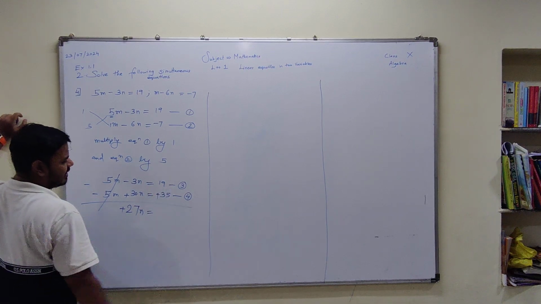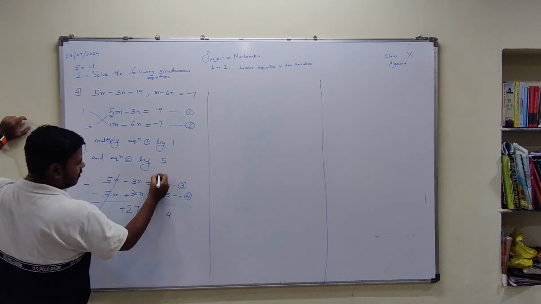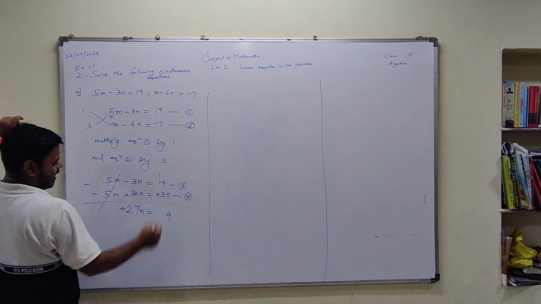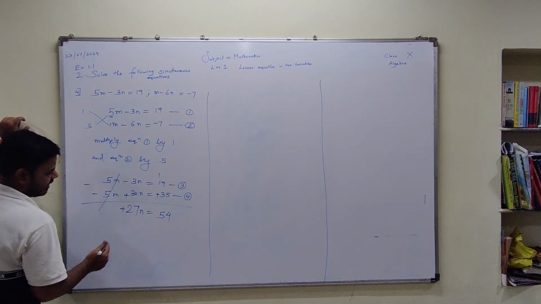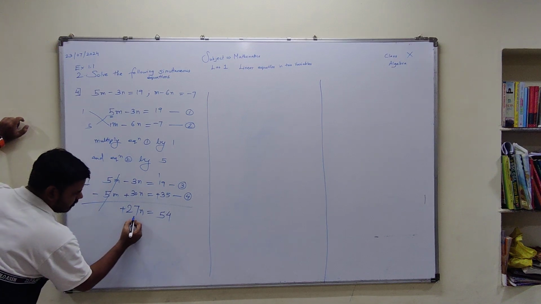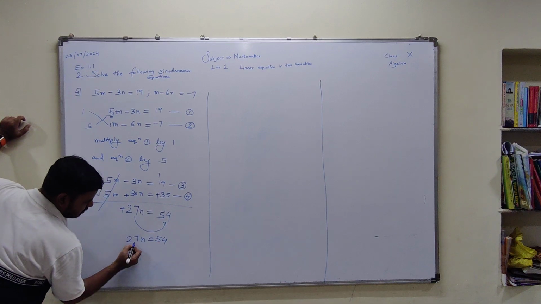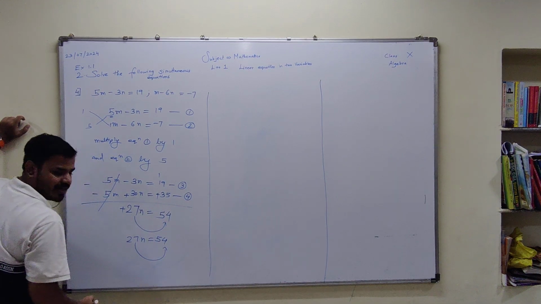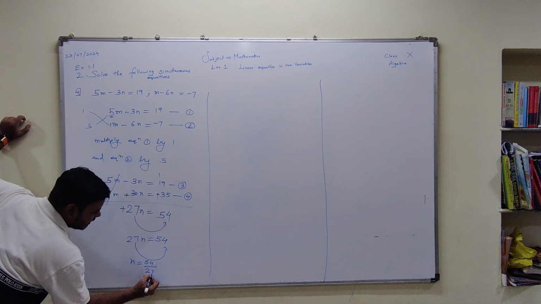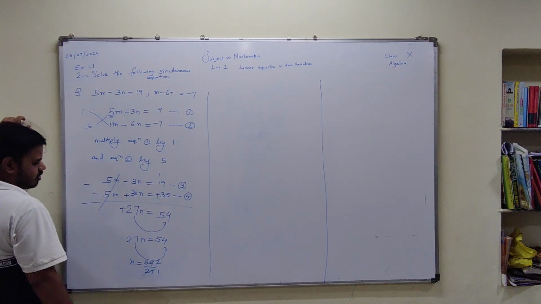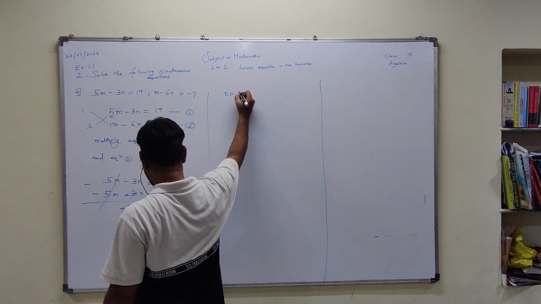Then 35 plus 19. What is 35 plus 19? 9 plus 5 is 14, carry 1, 3 plus 1 is 4, so 54. If you look carefully, this will go here: 27n equal to 54. This 27 is in multiplication, so this will go to the denominator, and n equals 54 divided by 27. 27 ones are 27, 27 twos are 54. So we got the value of n. The first solution is n equal to 2.